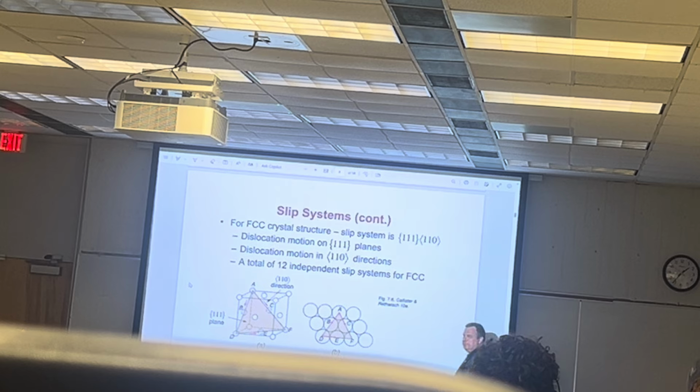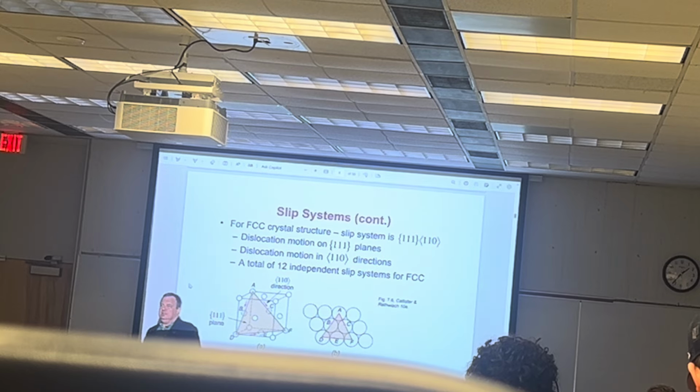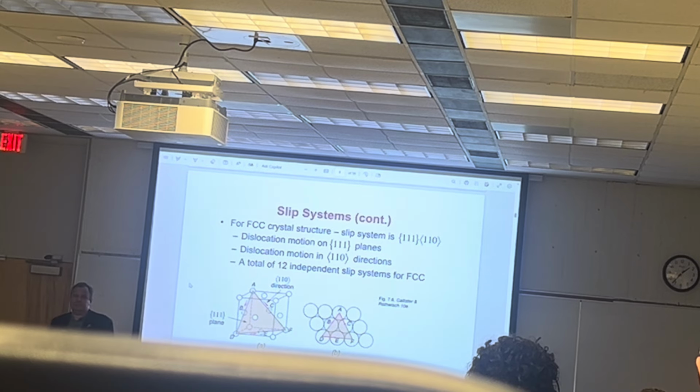And this is very important because you can see that there's more than one plane like this. You can actually calculate how many planes are like that, and each one of those planes would have 3 directions. So you can do the math: for FCC, there are going to be 12 slip systems.